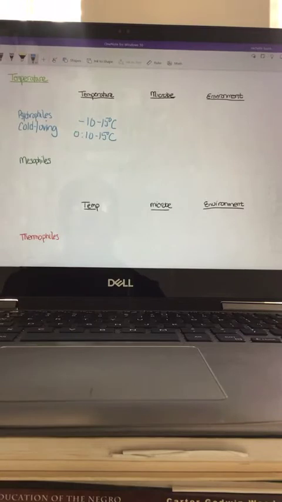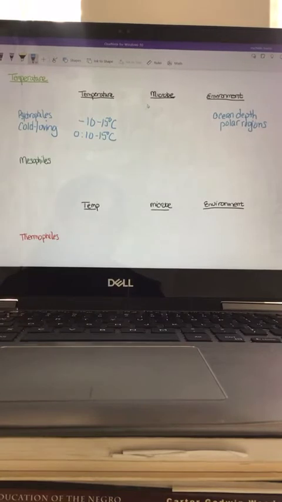Now let's jump to the environment. So we know the temperature range of the psychrophiles. Well, what does their environment actually look like? Well, their environment is the ocean depths, so we have ocean, the ocean depth and like polar regions. So that's where you can find psychrophiles.